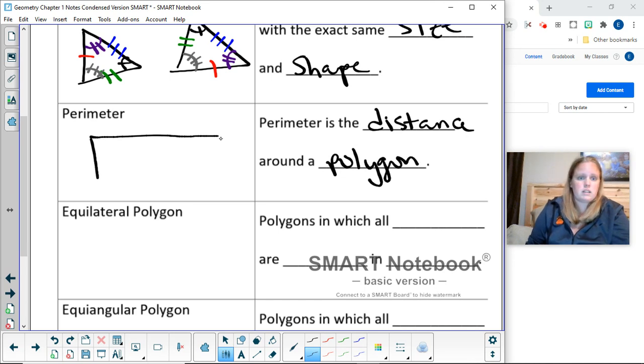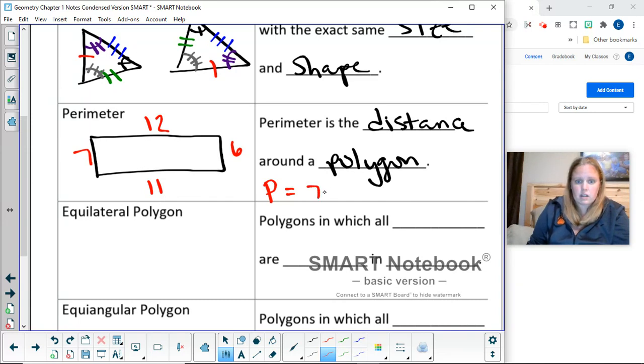So let's make a rectangle or something that looks similar to a rectangle here. Whoops, not perfect, but use. So maybe this isn't quite a rectangle. Maybe this is 7 centimeters and this is 6 centimeters and this one is 12 centimeters and this one is 11 centimeters or something like that. If I was looking for the perimeter, which is usually abbreviated with a capital P, I would just add up all these numbers. I didn't make great numbers to add here, but 7, 12, 6, and 11.